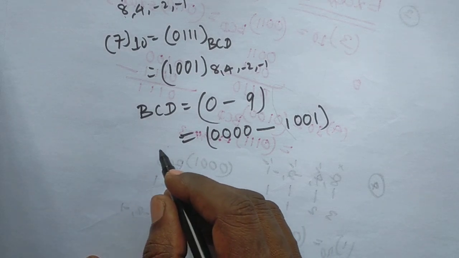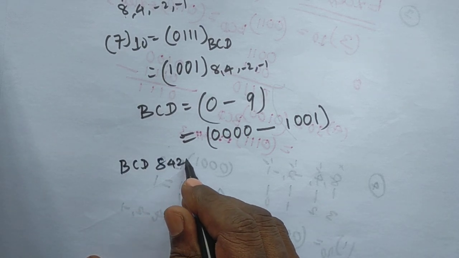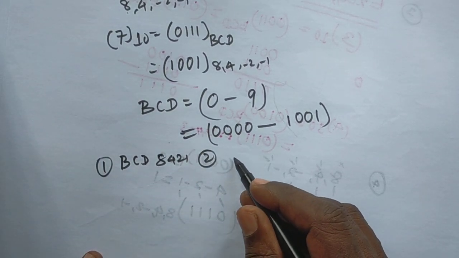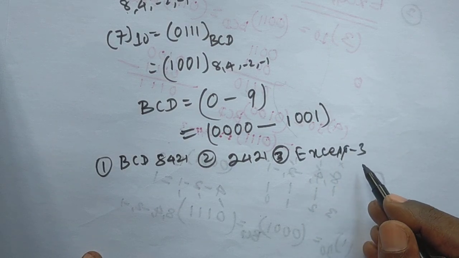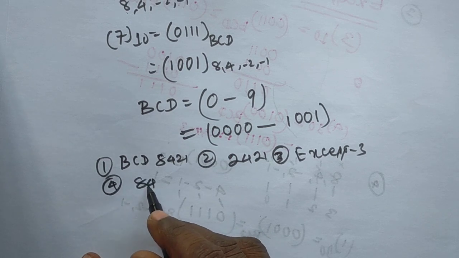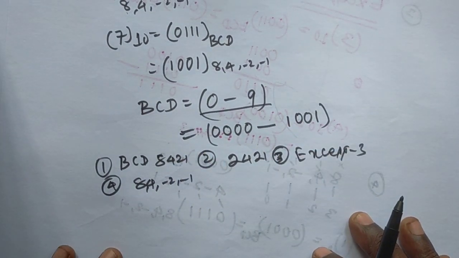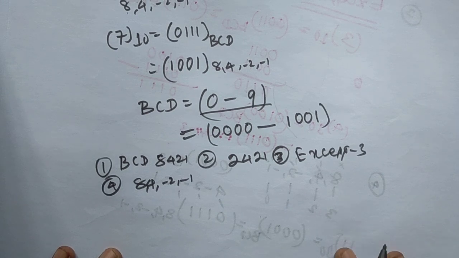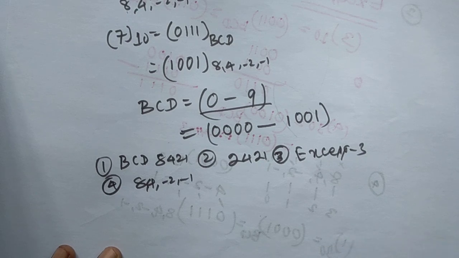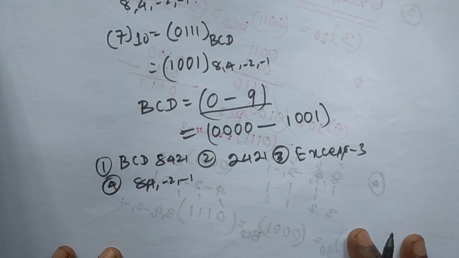We have already discussed different forms of binary codes. BCD 8421 is one, which we have already discussed. The second is 2421, the third is excess 3, and the fourth is 8 4 -2 -1. All of these are defined through 0 to 9 only; we don't go above 9. If we go through 10, 11, 12, 13, 14, 15, those numbers are not used; these are unused bit combinations.